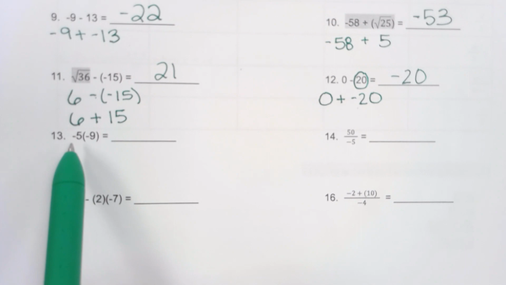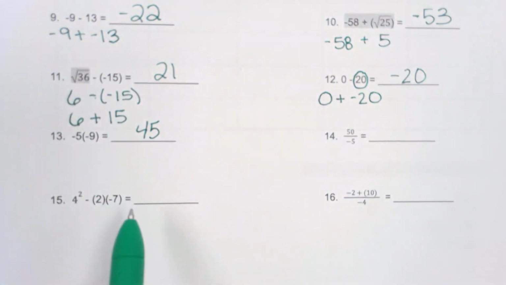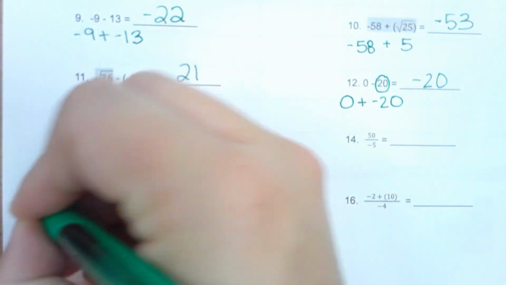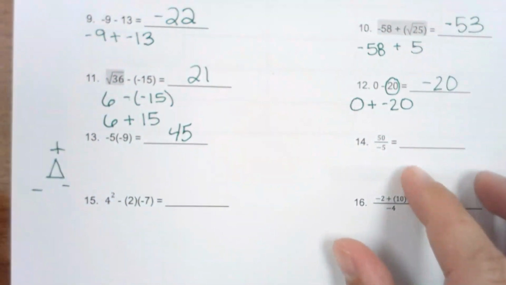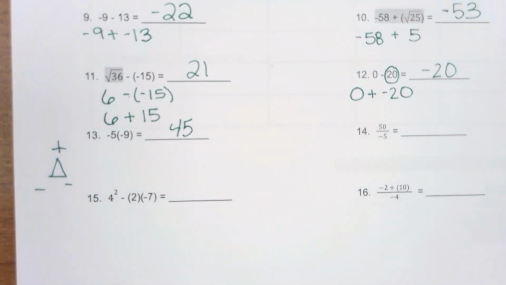All right, next one, I have negative 5 times negative 9. So again, you're just going to multiply like normal. So 5 times 9 is 45. And then use your Christmas tree to figure out if it's going to be a positive or a negative. So when you take a negative times a negative, it will give you a positive.